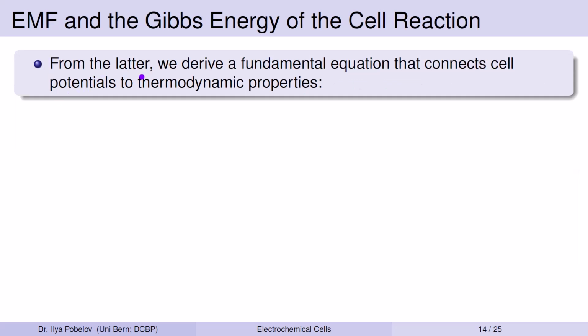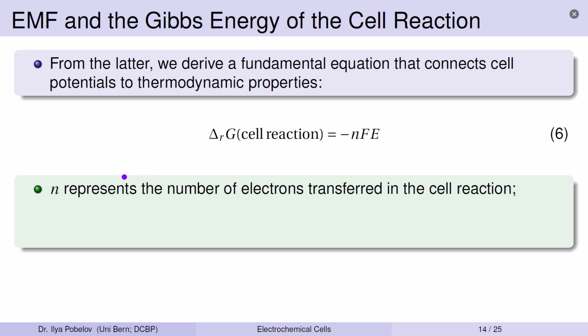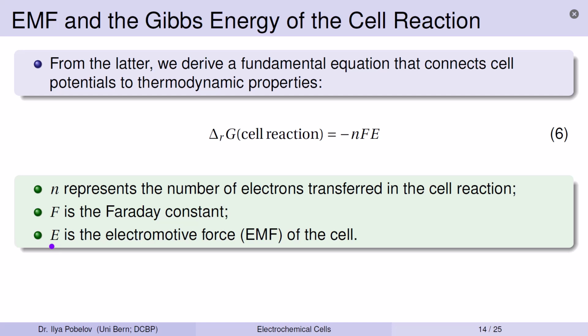From this understanding, we derive a fundamental equation that connects cell potentials to thermodynamic properties. ΔrG of the cell reaction equals the negative of n times F times E. In this equation, n represents the number of electrons transferred in the cell reaction. F is the Faraday constant and E is the electromotive force, EMF, of the cell.